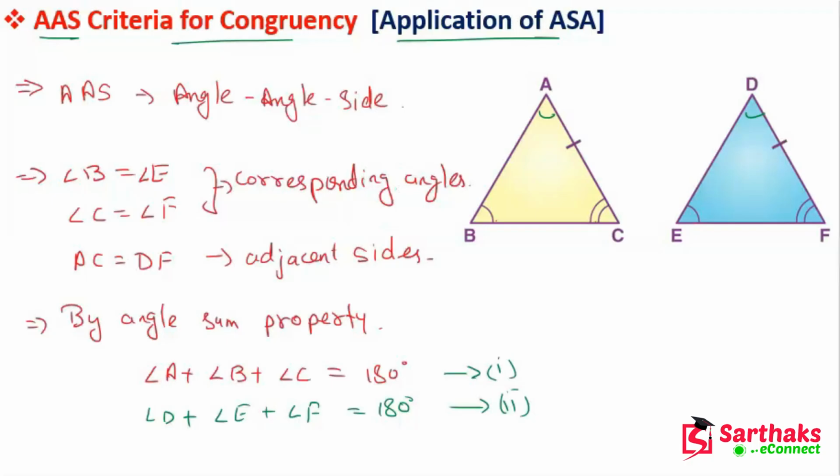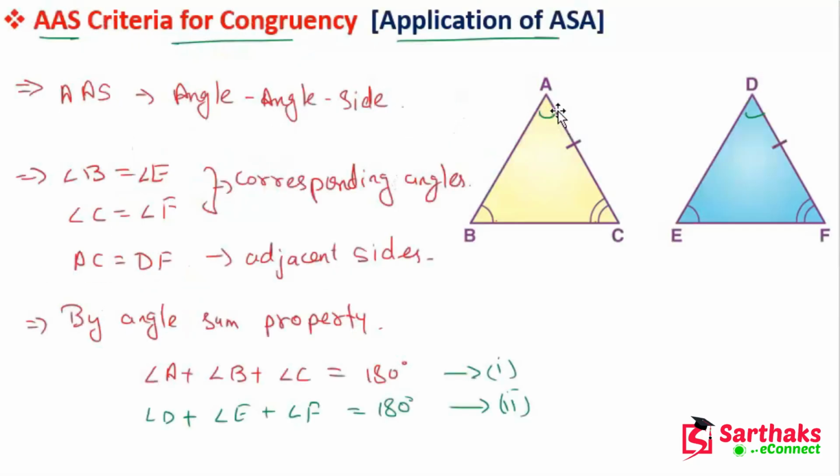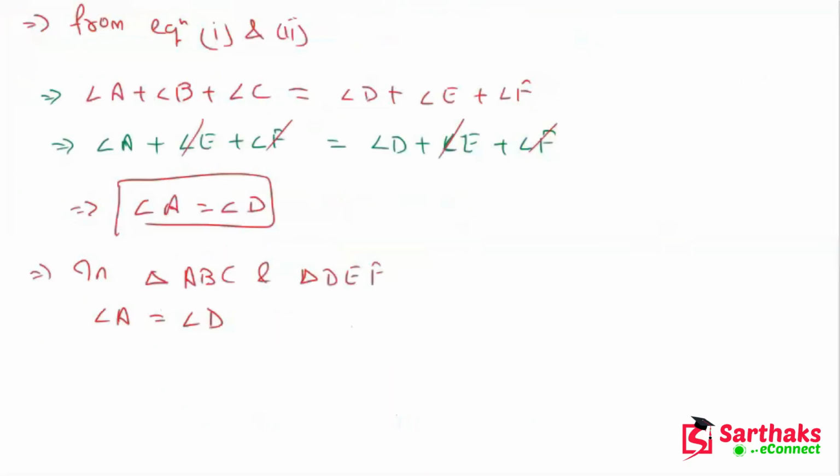So now in triangle ABC and triangle DEF, angle A is equal to angle D, and AC is equal to DF.